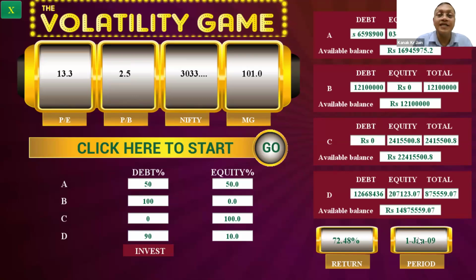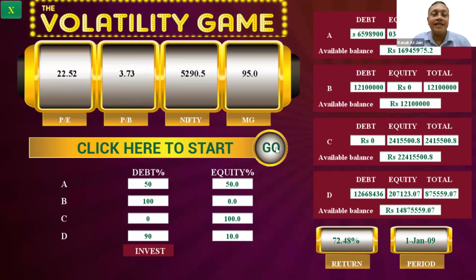Again, this is 2009. The P/B ratio is so cheap and the PE ratio is very, very cheap. So that resulted in a 72% return. So maybe, if you see, I have taken a decision of 90% debt, which is wrong. Again, you should have been in 100% equity.